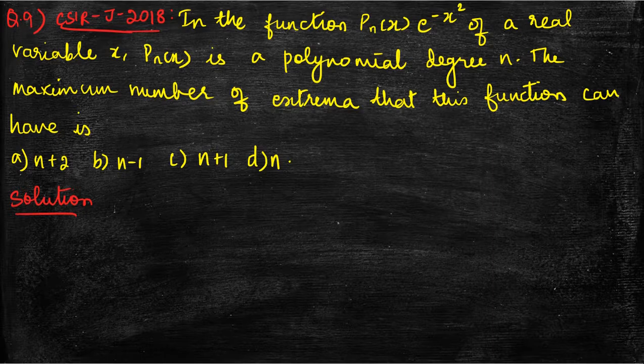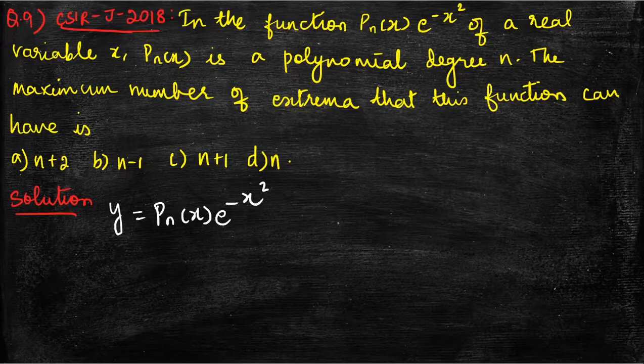Now let us see the ninth question, which is from CSIR June 2018. We are given a function Pn of x e power minus x square of real variable x, where Pn of x is a polynomial of degree n. We have to find the maximum number of extrema that this function can have, that is, how many possible values this Pn of x polynomial has. So first, we'll use that y is equal to Pn of x e power minus x square.